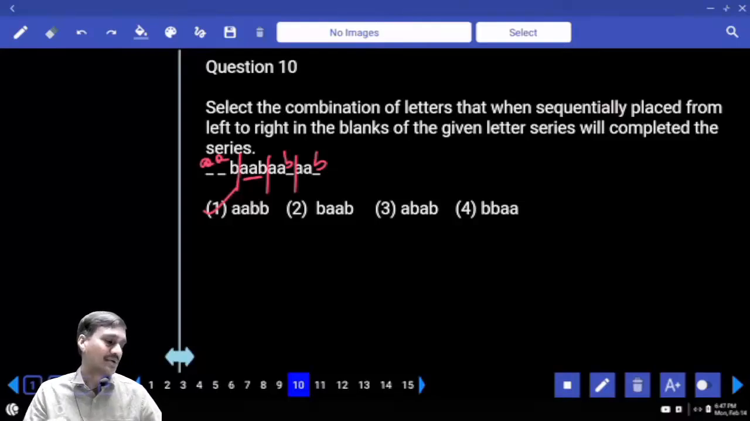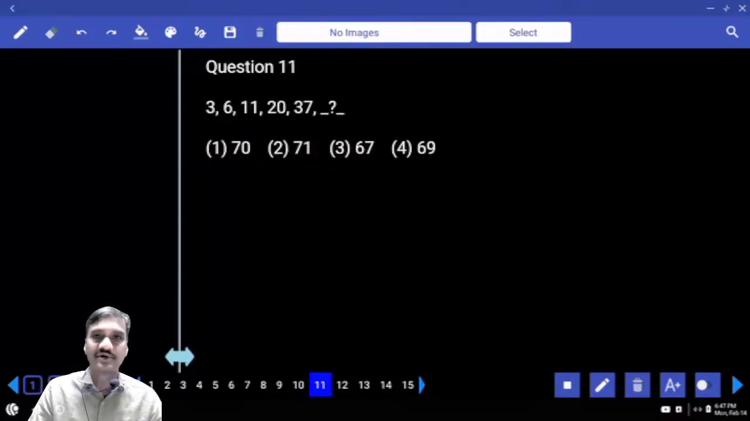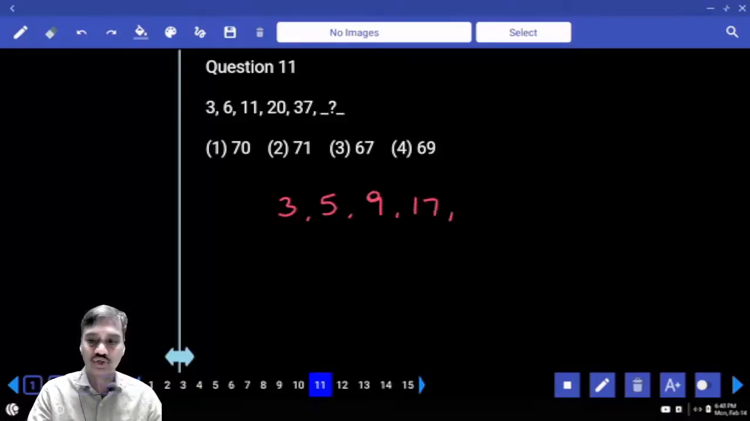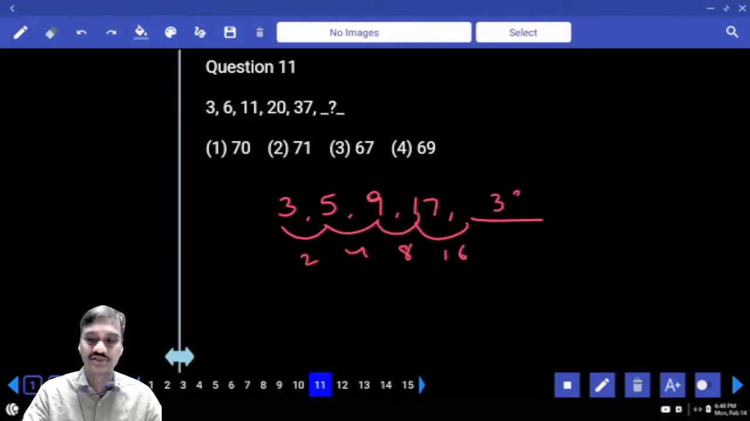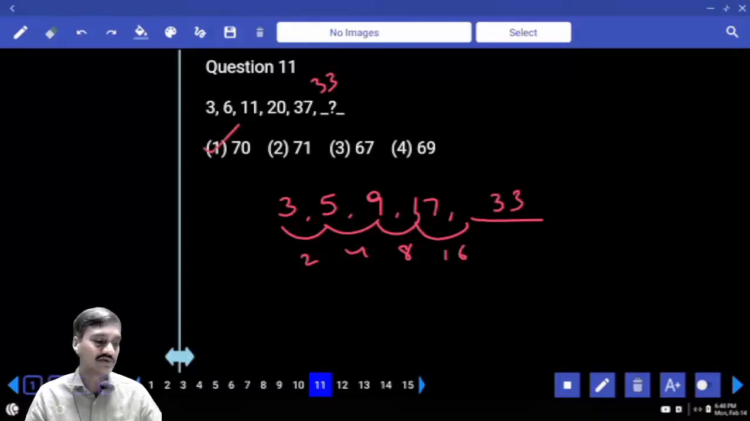And next one, question number 11. Now in this 11, 3, 6, 11, 20. 3 and 6, what is the difference? We have 5. Next difference is 5. 3 and 6, 3. And 6 and 11, 5. Now here the difference is 9, 17. Then what's the next one? 3 and 5 difference is how much? 2. Here it is 4. Here it is 8. Next difference must be 16. And 17 plus 16 is how much? 33. When 33 is added to this one, 37 plus 33, 70, choice 1.